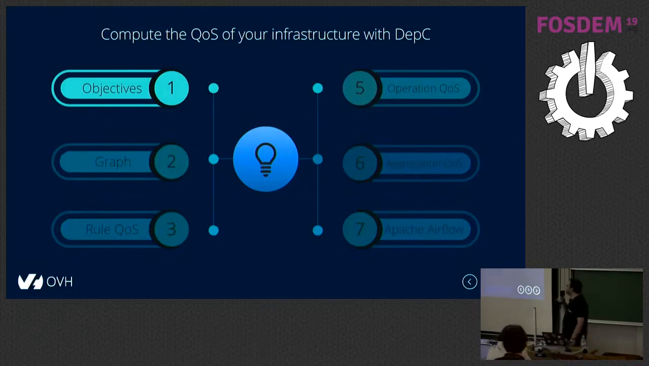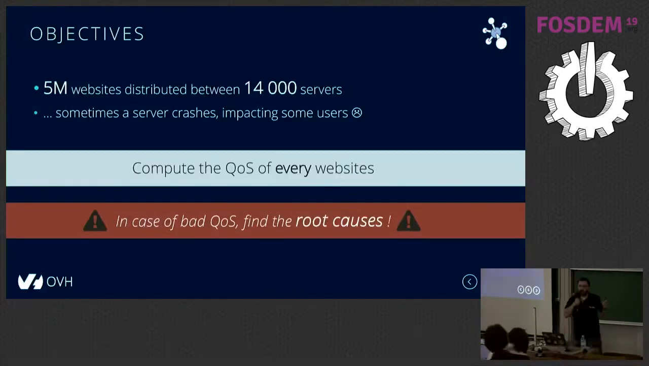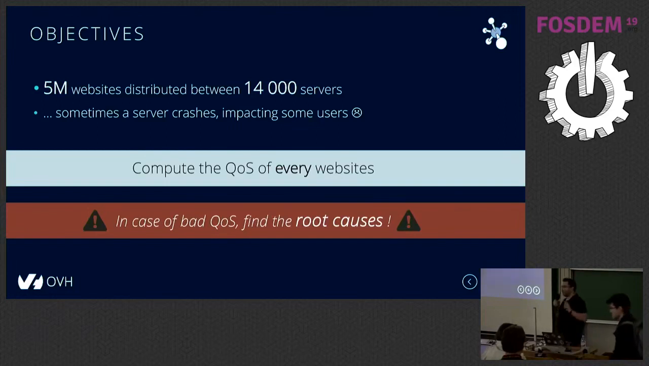So, first part, the objectives. Anthony and I are Python developers in the web hosting team of OVH, a French cloud provider. Our team manages around 5 million websites, which are distributed across around 14,000 servers. In most cases everything is okay, of course, but sometimes we can have a crash of one or more services, and even if we have some load balancing systems, some users can sometimes be impacted.